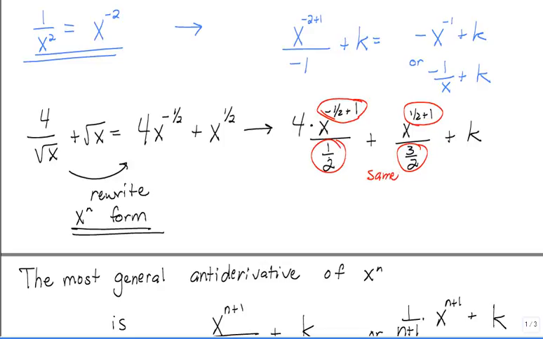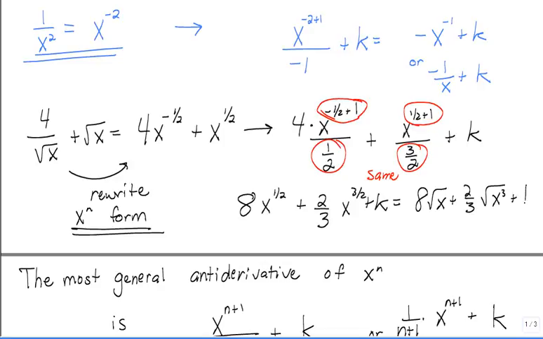Okay, now let's simplify that. I invert and multiply a fraction, so really I'm going to multiply by 2. So 4 times 2 is 8, x to the 1 half, plus 2/3 when you invert and multiply. And that is 8 square root of x plus 2/3 square root of x cubed plus a constant.